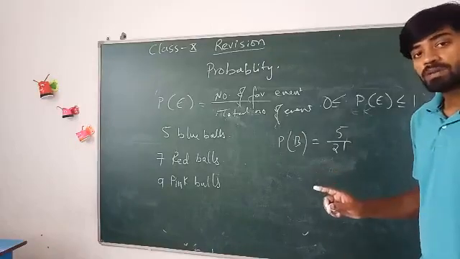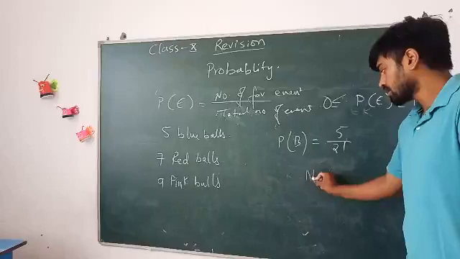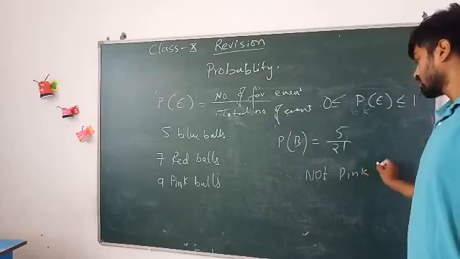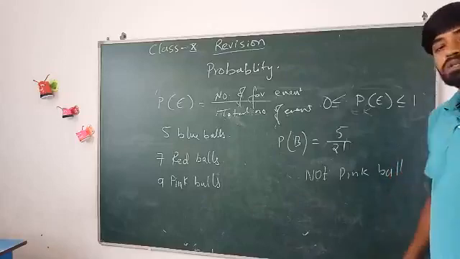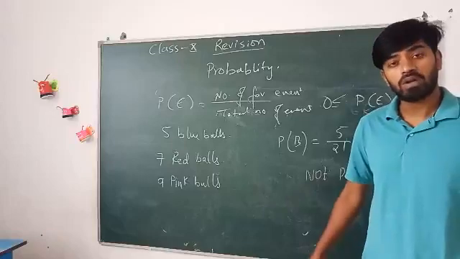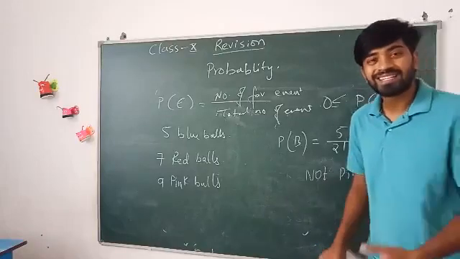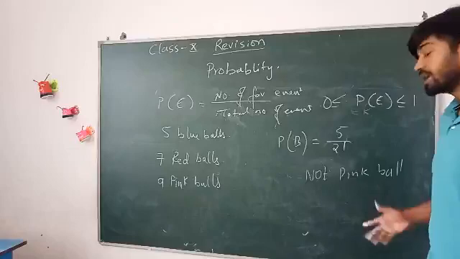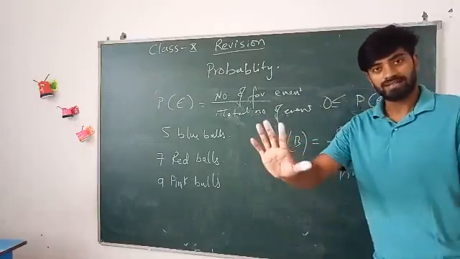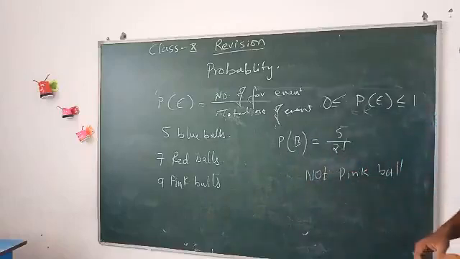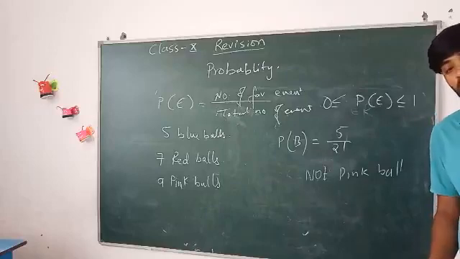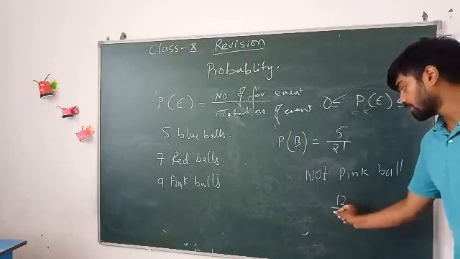But the question can also come like this. What is the probability of not getting a pink ball? You're not favoring pink ball. What are you favoring then? It's indirectly telling you that you're not favoring pink ball, but you're favoring blue or red. Is that clear? You're favoring blue or red color. So if you're favoring blue and red color, then 5 plus 7 is equal to how much? 12. So your answer is going to be 12 upon 21.